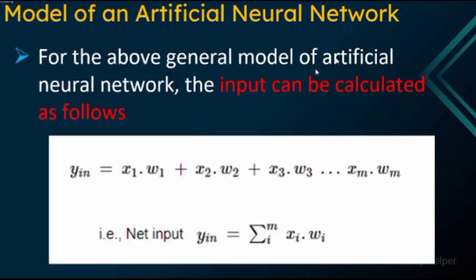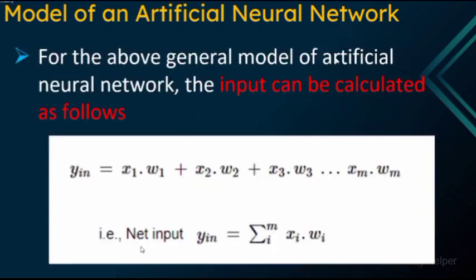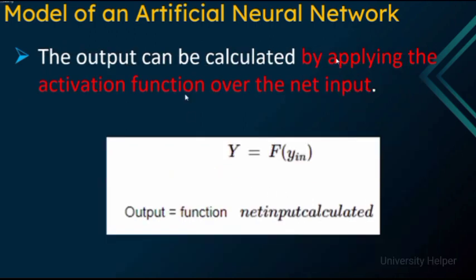So for the above general model of an artificial neural network, the input can be calculated as follows: x1 into w1, x2 into w2, x3 into w3, and so on up to xm into wm. Until now, we have this as y input, because a node can be considered as a soma cell, which means it's going to combine everything. So you consider the net input as y in equals the sum over i to m of xi into wi.